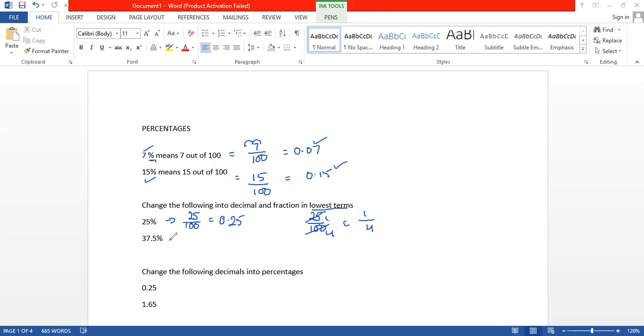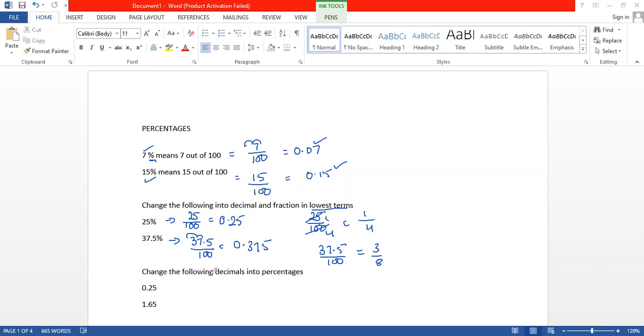The next one is 37.5%. Again, we'll first convert it into decimals. 37.5% means 37.5 upon 100. Now, because we have 2 zeros, there are 2 decimal places, so this would be 0.375. And if we solve it as 37.5 over 100 and simplify it to its simplest form, this would become 3 over 8.